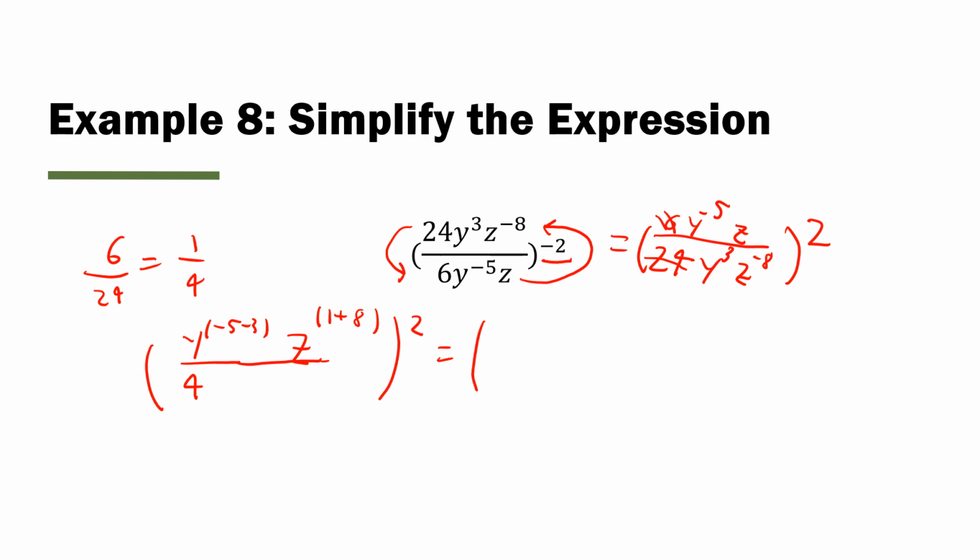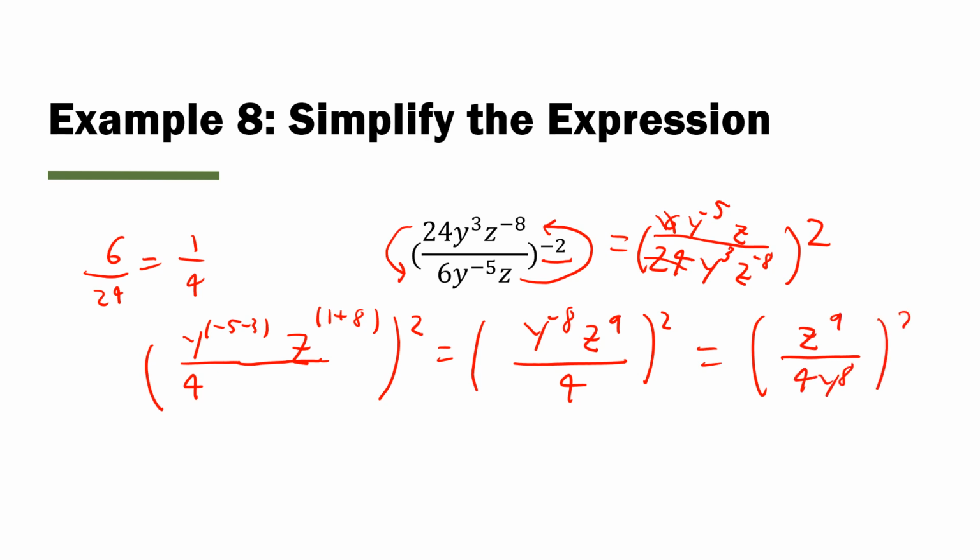So this becomes y to the power of -5 minus 3. That would be y to the power of -8 times z to the power of 9 divided by 4. All raised to the power of 2 still. And I can move this y to the power of -8 to the denominator by negating my exponent. So this will become z to the power of 9 divided by 4 times y to the power of +8 raised to the power of 2.